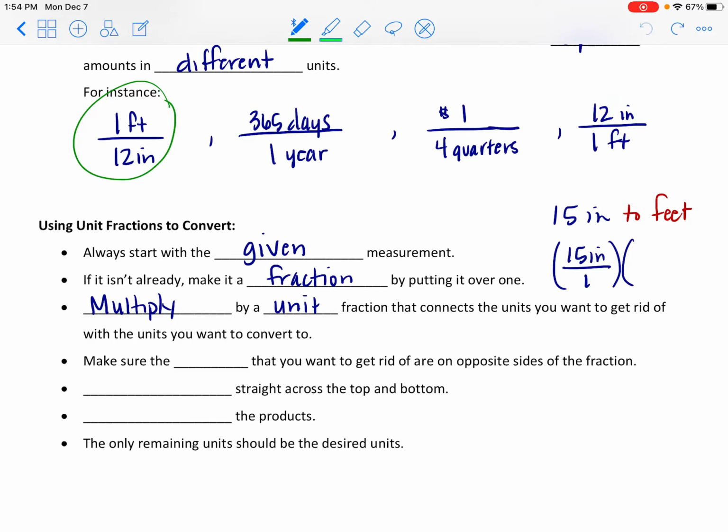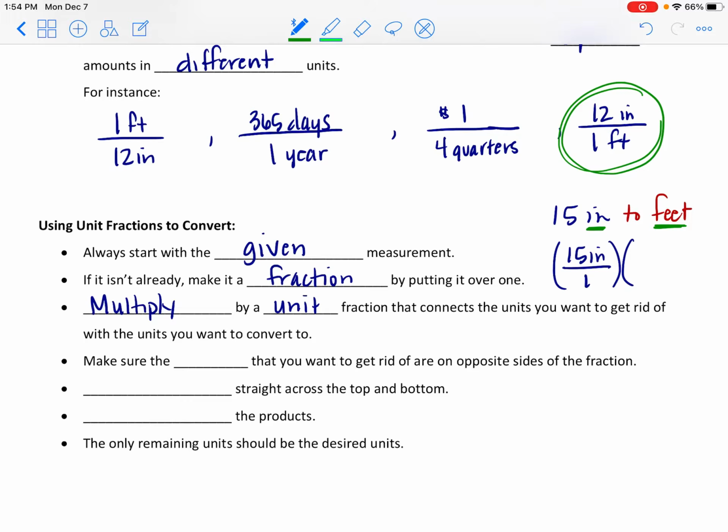You want a unit fraction that relates the units that you want to get rid of and the units that you want to convert to. So I need a unit fraction that has inches and feet that relates those two. So inches and feet, we know there are 12 inches in 1 foot.